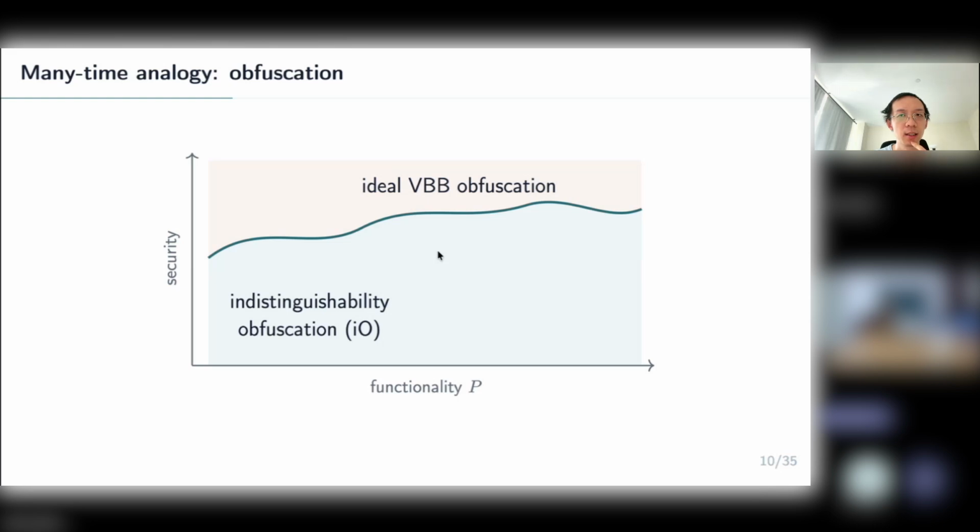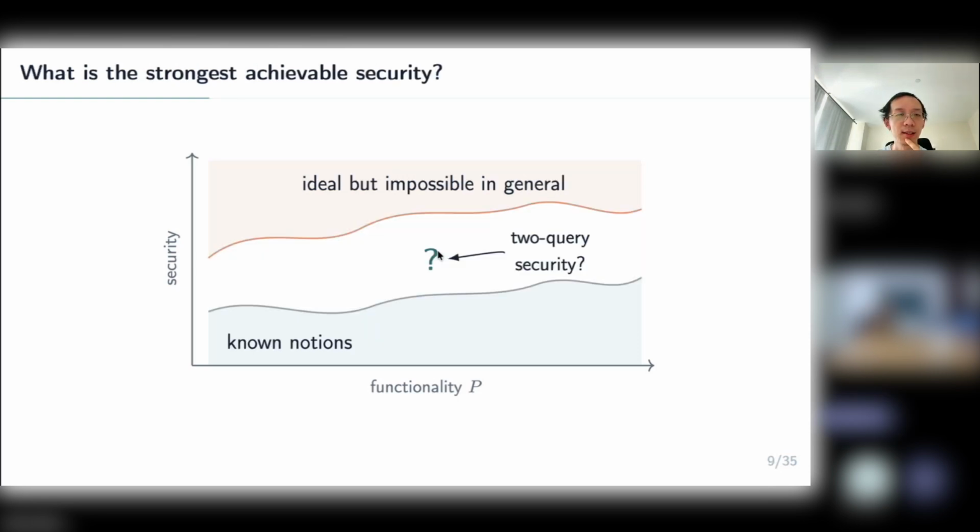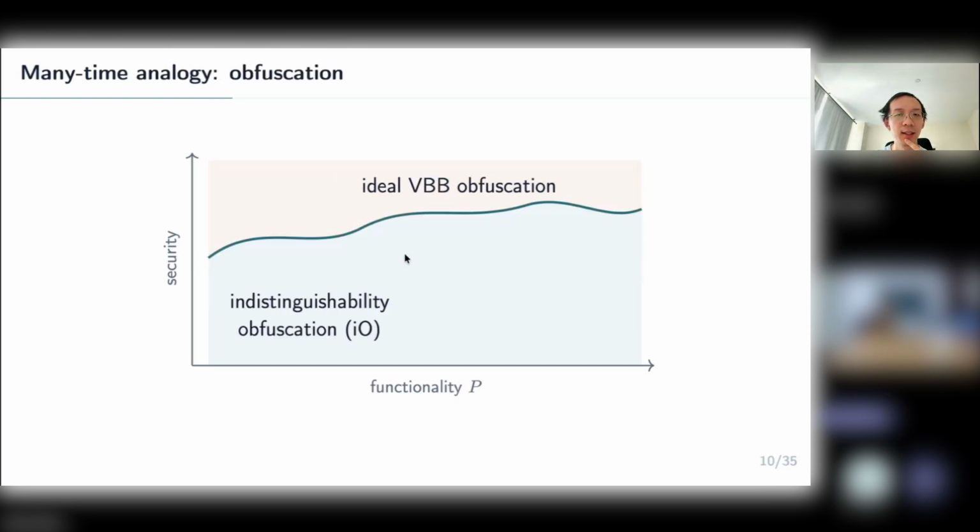Suppose we just have a classical functionality that we want to obfuscate, or a classical circuit we want to obfuscate. Does the curve change? This curve that you've drawn between ideal VBB obfuscation and IO? No, in the next one, yeah. Does this curve change if you allow quantum? Or is the curve exactly the same?